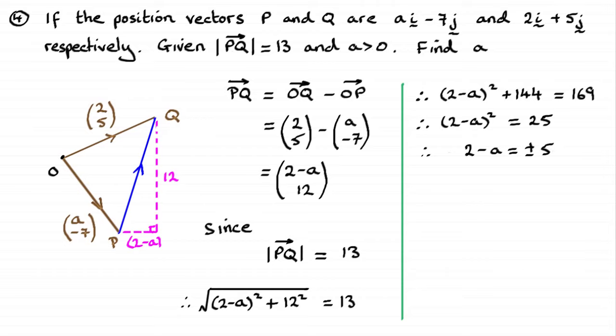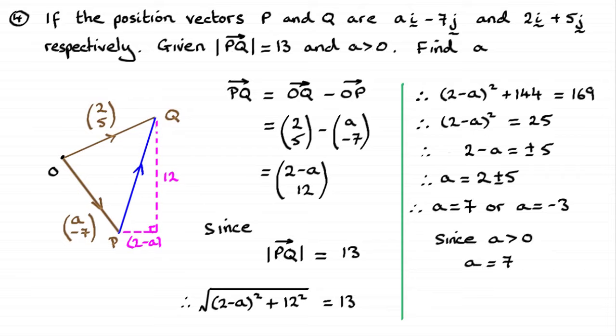Then if I rearrange this for A, I get A equals 2 plus or minus 5. If I take both options, I'm going to get A is 7 or A is minus 3. A cannot be a negative number for this question here, okay? A is greater than 0, so A must be equal to 7. There you go, okay? So hope you were able to get that one.